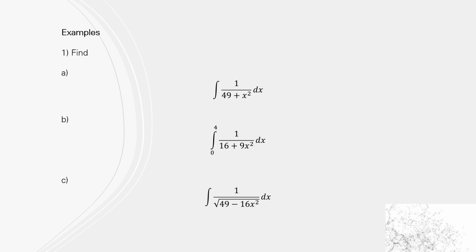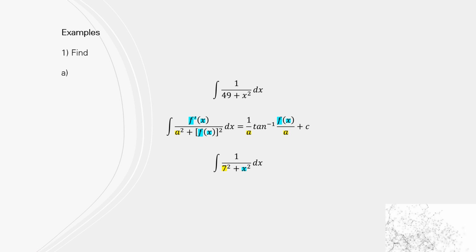So here's three examples we're going to look at. You've just got to pick the reference. They're hopefully easy enough that if they've got a square root, they're sine or cos, and if they don't, then they're tan.